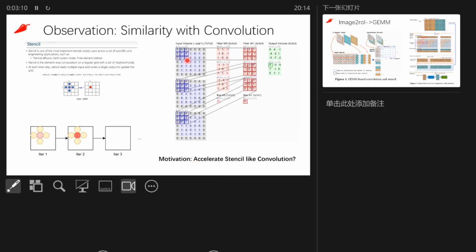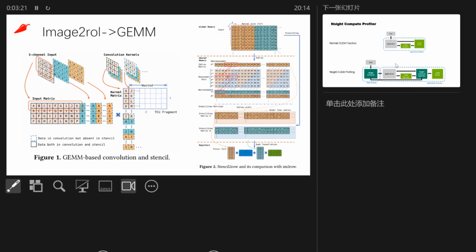So here, since convolution can translate into the GEMM, how about translating stencil into GEMM, then computing in the tensor core? So this is this paper's idea. For the rest of the paper, you can refer to the paper.